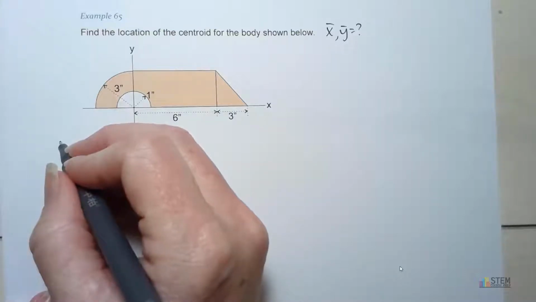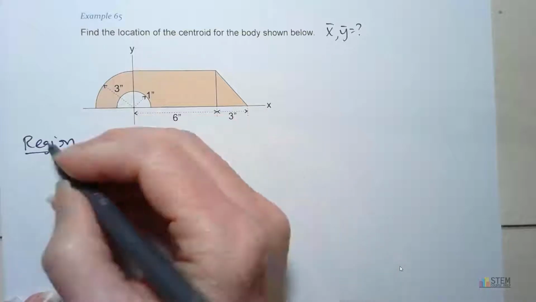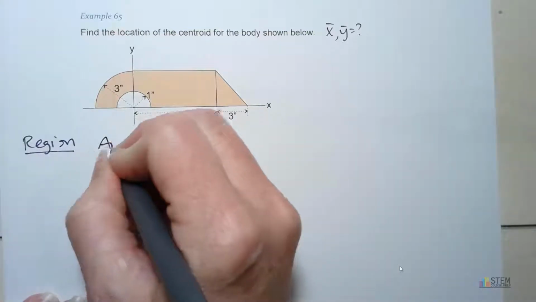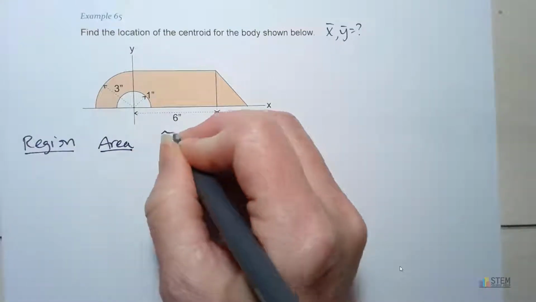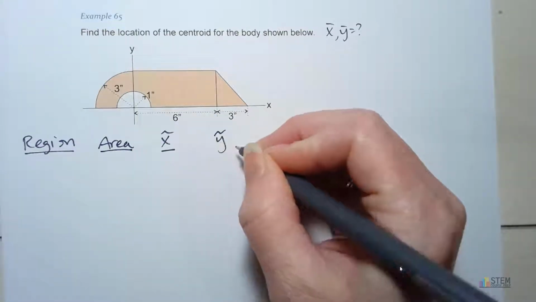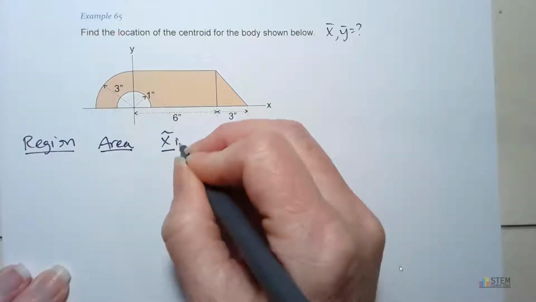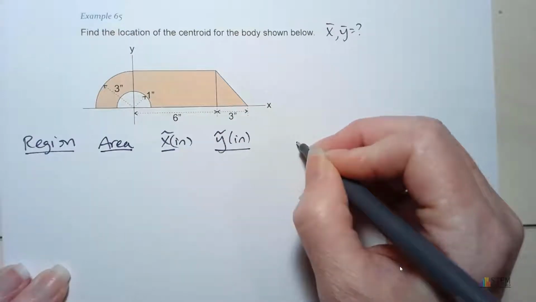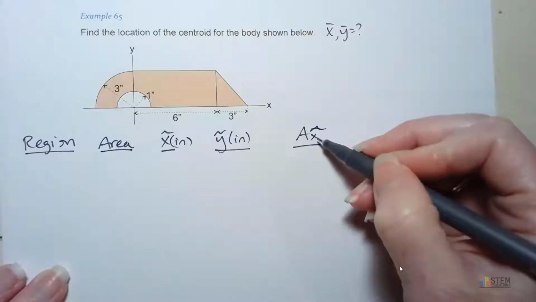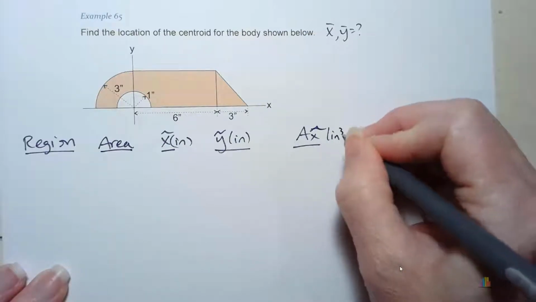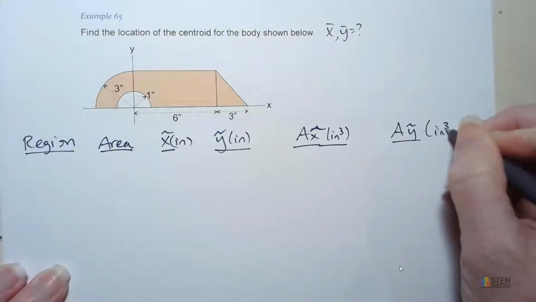Let's go ahead and make this table. So remember, we're going to have region, and then area, and then X tilde, Y tilde, and by the way, these are in inches. Then next we're going to have AX tilde. So this is an area times a distance, that's going to be inches cubed. And then we're going to have AY tilde, which is inches cubed.